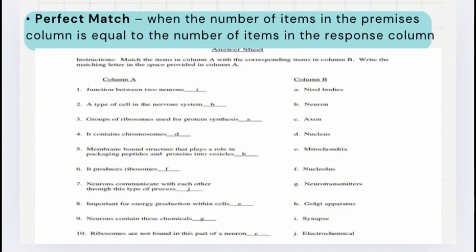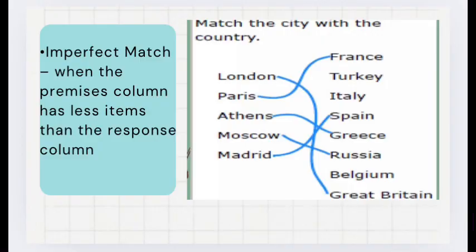It is called a perfect match when the number of items in the premises column is equal to the number of items in the responses column. So based on what you see below, the numbers of column A and column B are equal, so it is called a perfect match. Imperfect match is when the premises column has fewer items than the response column. As you can see in the picture, the premises column has fewer items than the response column.